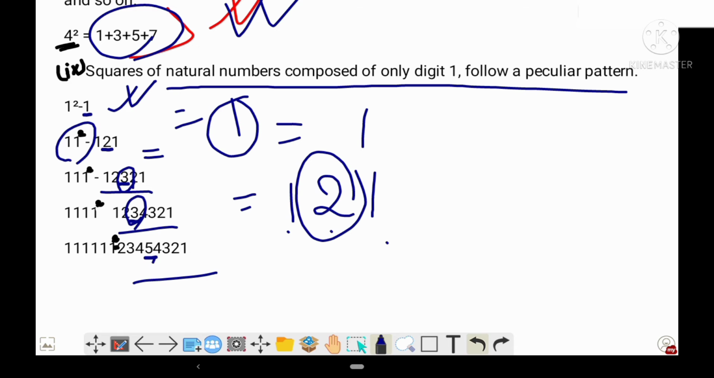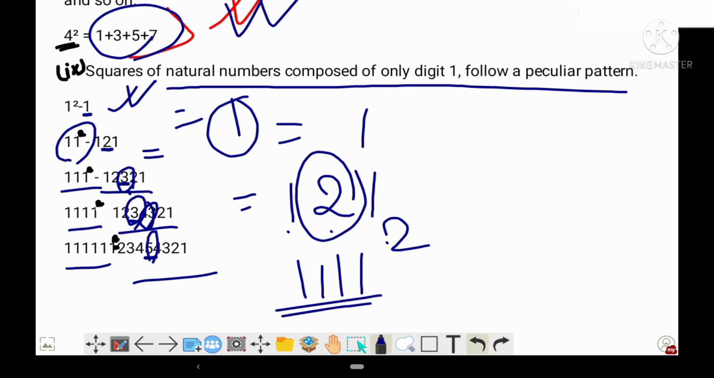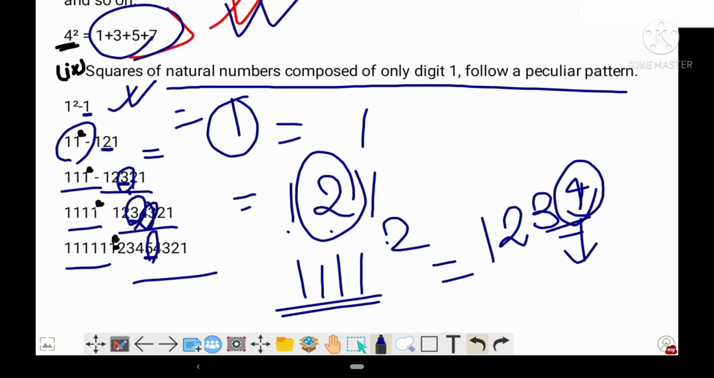See, I am encircling these numbers. Count here and get the numbers which you are finding in the middle part. Sorry, here 4, yes. The number of 1s in the number being squared gives you the middle number, right? Like if you are having four 1s squared, then the answer would be 1, 2, 3, 4. 4 will come in the middle part and the rest of the numbers will follow in the opposite order on the other side.